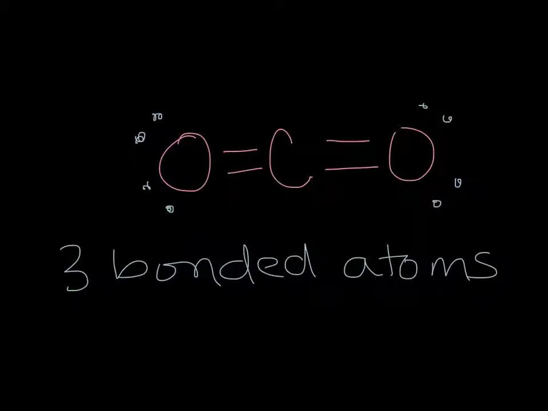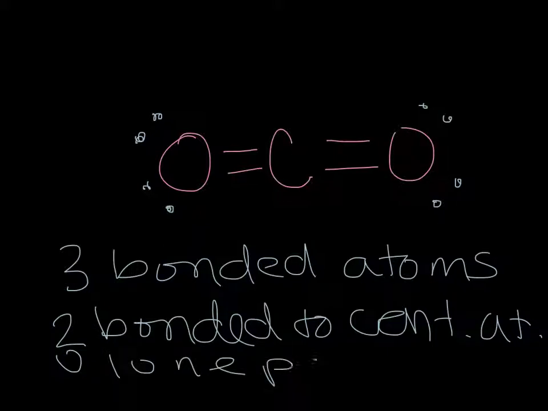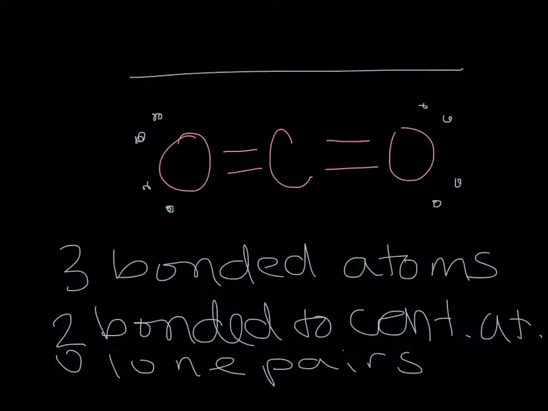I have no lone pairs. So my bonded atoms to my central atom is 2 bonded to central atom. I have no lone pairs. And the shape of my molecule is just a straight line, so it is linear.